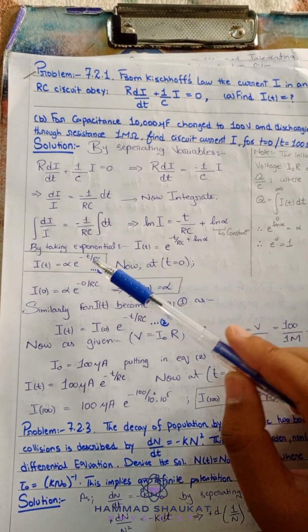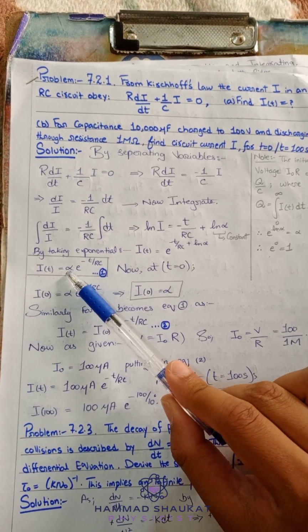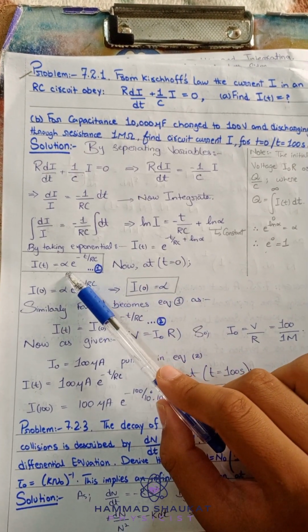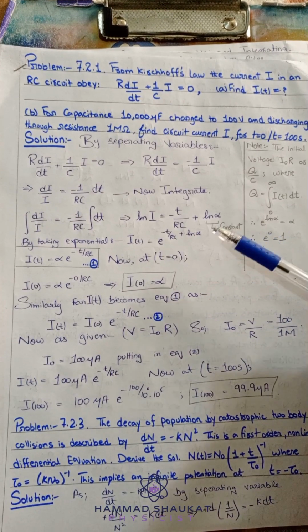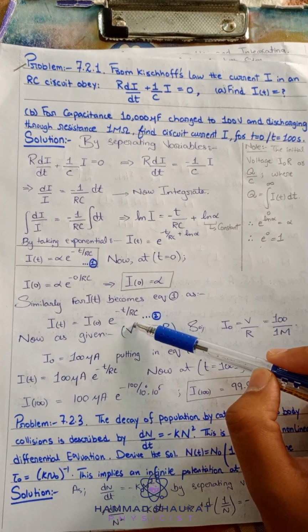In the main equation there is alpha, so you have to replace alpha by I naught, because alpha equals I naught. After replacing, you will get your final function I(t) = I naught e to the power minus t/RC. Understood?